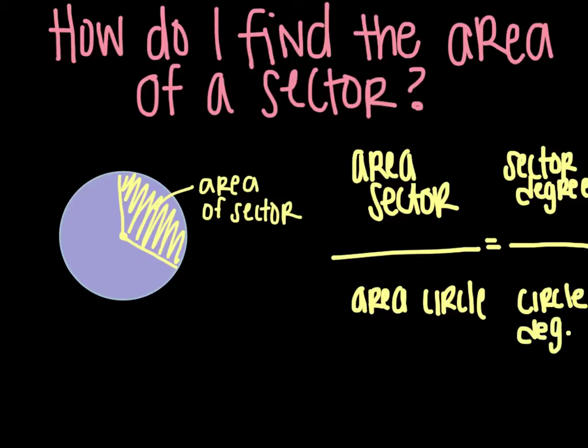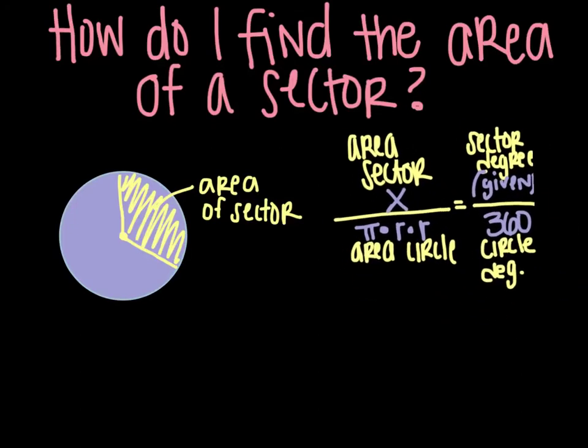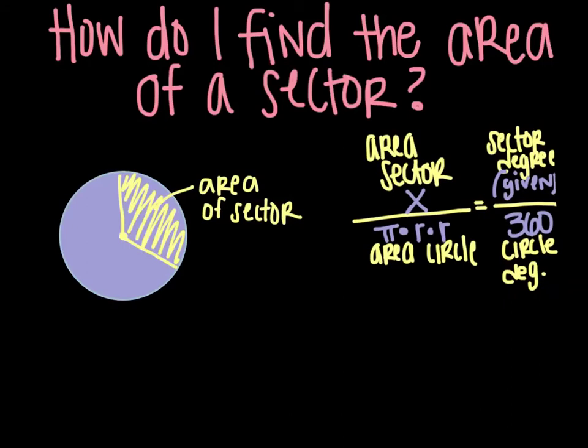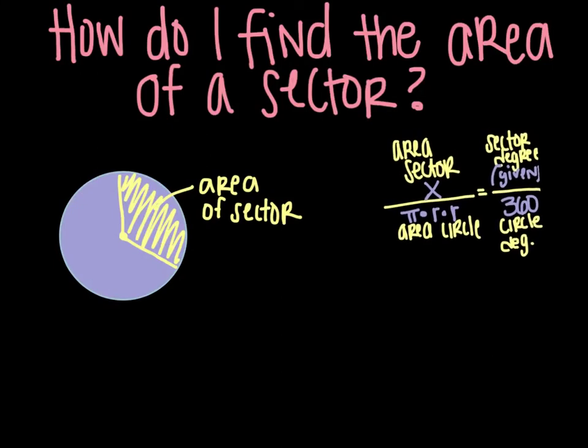Now, we can fill in some of this information because there's stuff that we know. When you're trying to find the area of a sector, that's what your variable is going to be. The area of the circle, we do know that. That is pi times r squared. And then the sector degree, you're given that, and it'll change for every problem. And then the circle's degree, how many degrees are in a circle? 360. So this is the formula, if you want to call it that, the proportion that you're going to use to solve every question involving area.